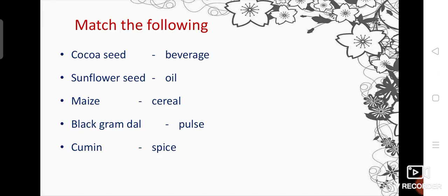Okay, match the following. Cocoa seed. From cocoa seed we can get beverages. That is coffee, cocoa, isn't it? So it is a beverage. Sunflower seed. With the help of sunflower seed we can extract oil. Maize is a cereal. Black gram dal is a pulse. Cumin, meaning seeragam, is a spice. For cooking, our mom will use it, isn't it? So that is a spice. Spice is nothing but it gives good flavor as well as color. Some spices give color and some give flavor. They are all spices. So cumin is a spice.